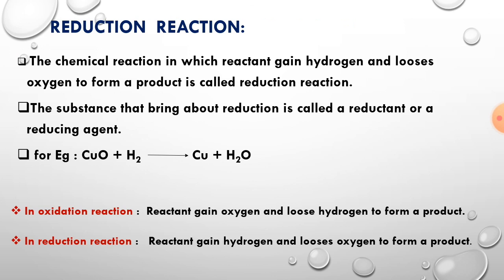Okay, so here I have written some differences. In an oxidation reaction, the reactant gains oxygen and loses hydrogen to form a product, and in a reduction reaction, the reactant gains hydrogen and loses oxygen to form a product.